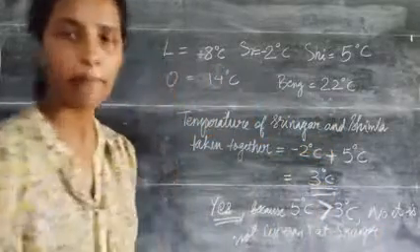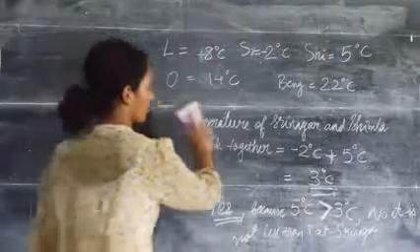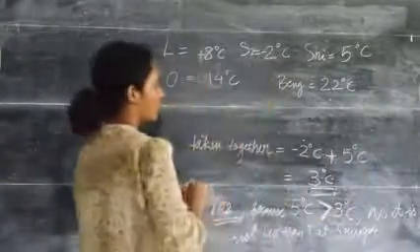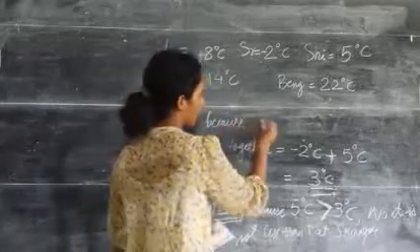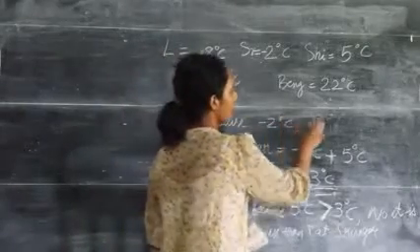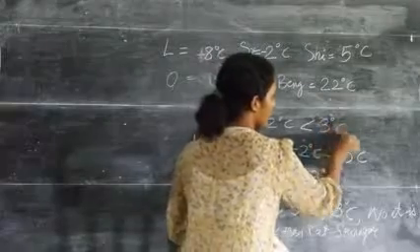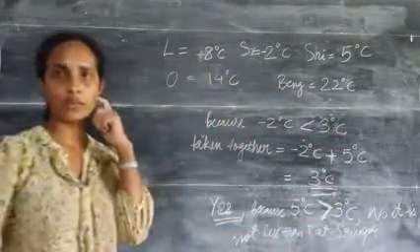Why? What is the reason? Because minus 2 degrees Celsius is lesser than 3 degrees Celsius. Okay? So that is what we saw.